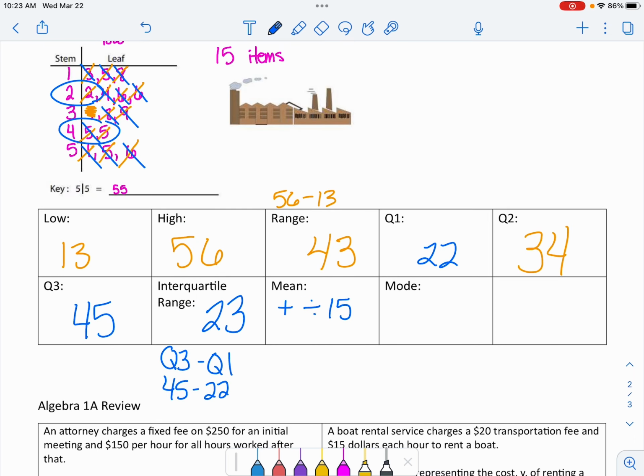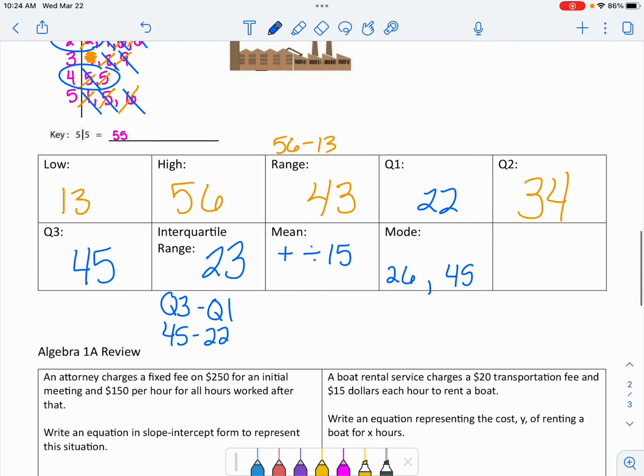What was the mode? The most. What number happened the most? I think there's 2 answers. 45 and 26. 45 and 26 happened the most. That's correct. We had 2 45s and 2 26s. So both of those are answers. Good job. All right, you guys made it through.